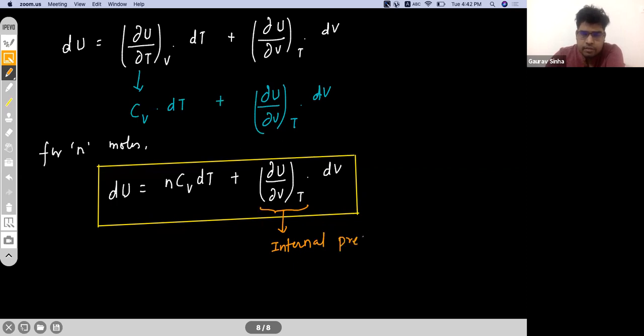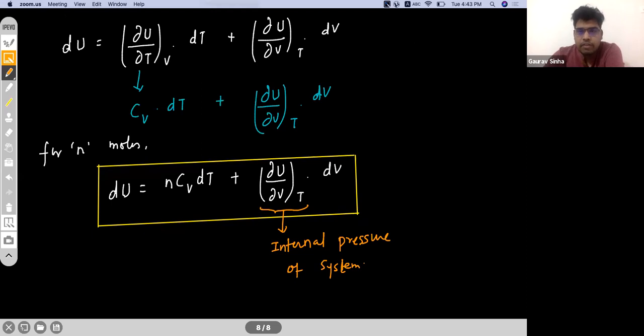Internal pressure of the system. If it is a gas, then it is the internal pressure of the gas. Internal pressure. Okay. How is it internal pressure? You cannot just accept this. It's just because I'm saying you should not accept this, right? You can understand this term, how it is actually the pressure.